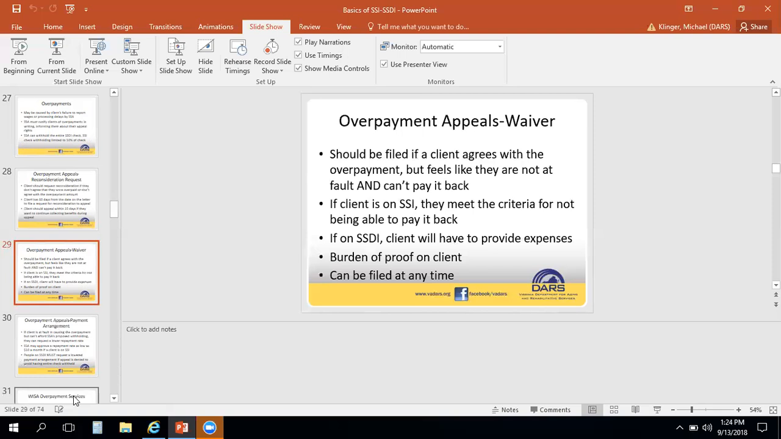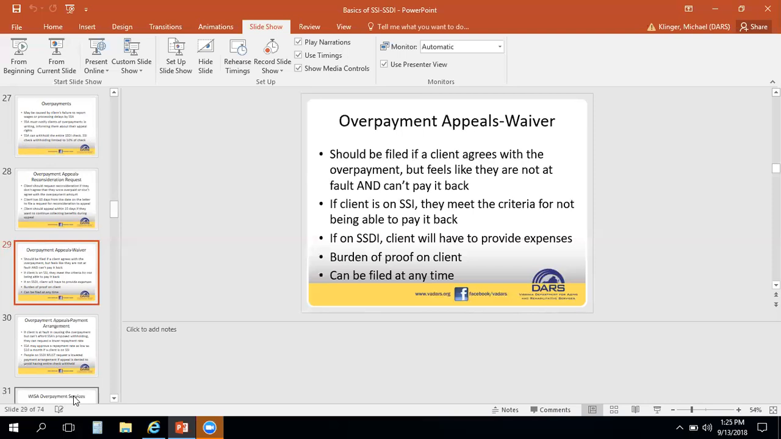All right. So there's a two-part criteria for the waiver. One is the client has to show that they're without fault in causing the overpayment, and two, that it would be a financial hardship in order for them to pay back those overpaid benefits. Now, because SSI is needs-based, if a client is on SSI, that automatically satisfies one of the criteria that they can't afford to pay it back.